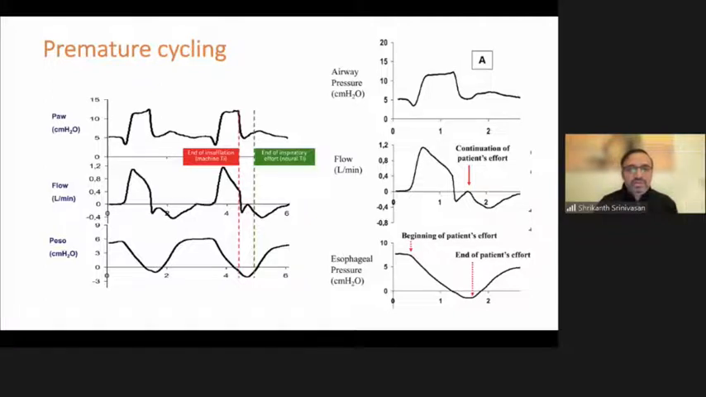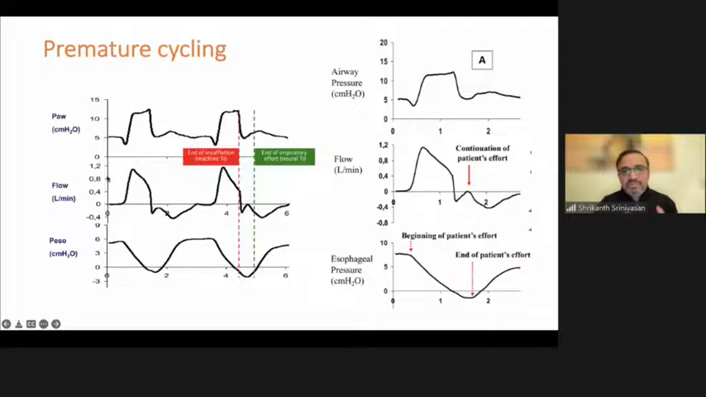So when there is too long an inspiratory time, and when there is too short an inspiratory time, let's talk about premature cycling. Premature cycling means too short an inspiratory time. The patient wanted more breath, but the ventilator decided that no, this is the time to cycle from inspiration to expiration. The inspiratory valve was closed, the expiratory valve opened, and all the air came out. But the patient continued to require breath. So how do we see that?